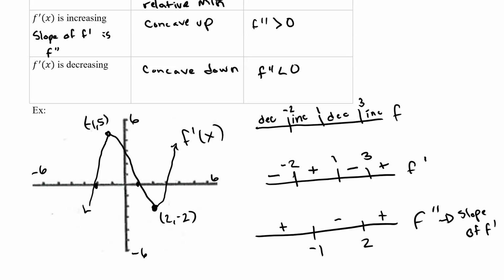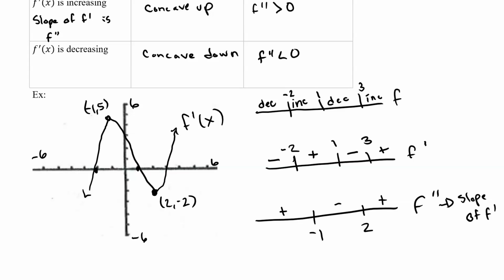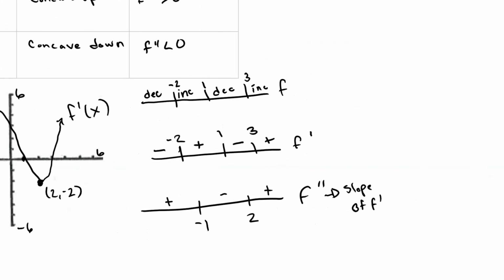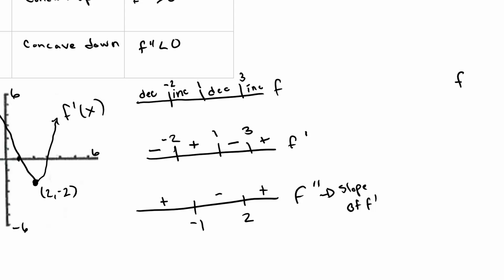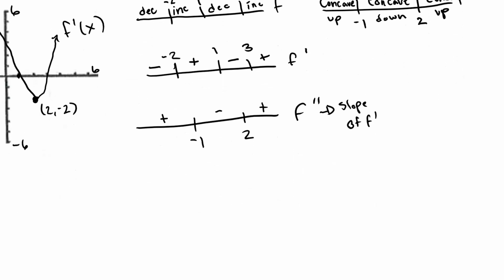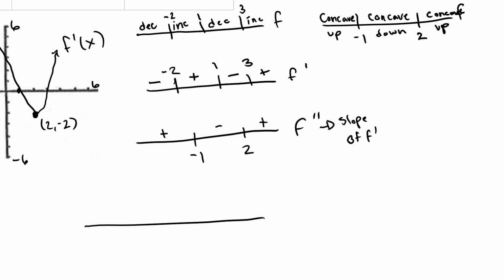So that tells us that our original function, I should have made my number line bigger for my original function, but my original function, since the second derivative is positive, is concave up to the left of -1, concave down from -1 to 2, and then concave up after 2. So let's construct our graphs based on this information.